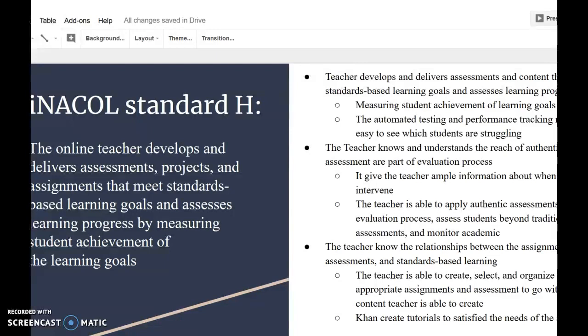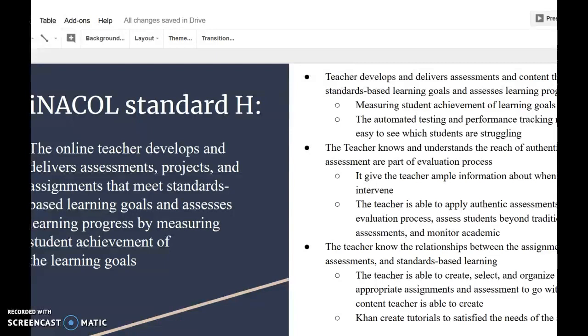According to InTASC Standard H, the online teacher develops and delivers assessments, projects, and content that meet standards-based learning goals and assess learning progress by measuring students' achievement of the learning goal. The automated testing and performance tracking make it easier to see which students are struggling and which students are not.